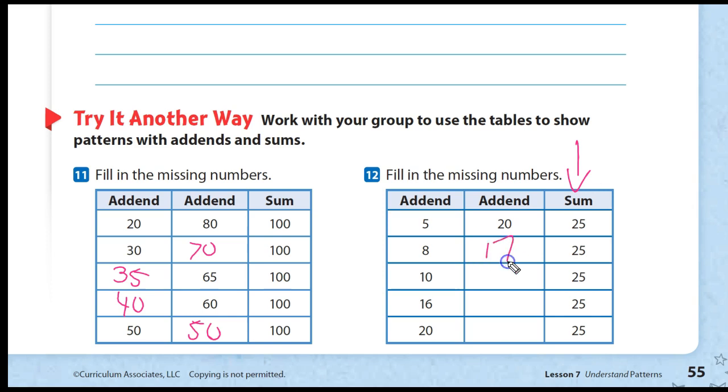17. And 10 plus what gives me 25? 30, that would be 40. 15. 45, that would be 55. I don't want 55, I want 25. That would be 15 only. 16? 9, because look, I took 1 from 17 and I added to 8, that makes it a 9. 16 plus 9 is 25. And then 20 plus what gives me 25? 5 does.